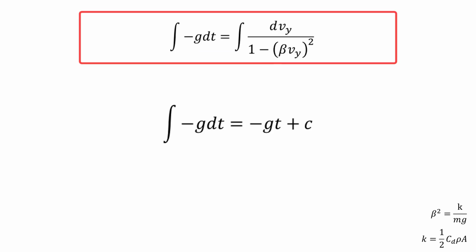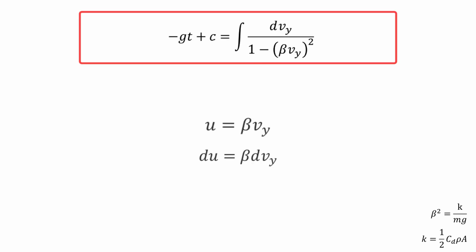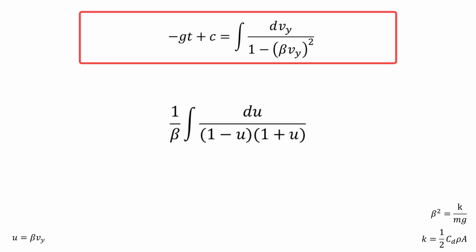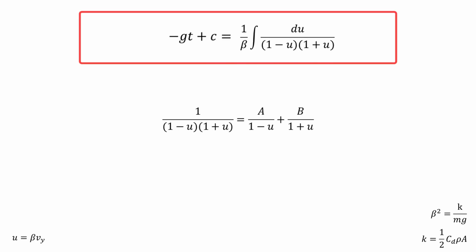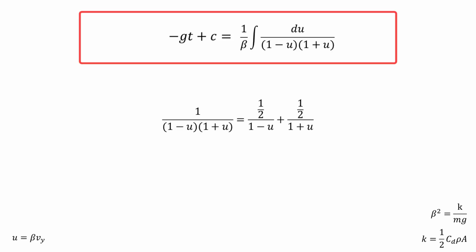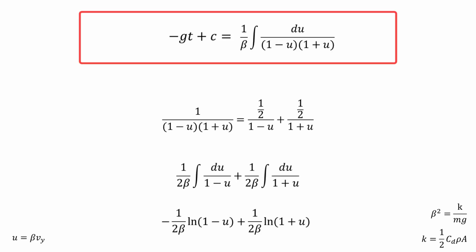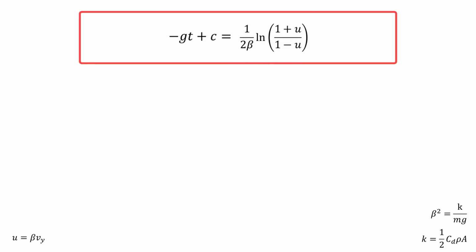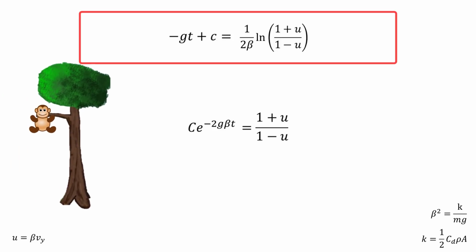So the left integral we can do no problem. The right integral, let's go ahead and do a u substitution. Let's let u equal beta times vy, rewrite the integral, factor the denominator, then use partial fractions to break it up over the factors. Rewrite it as two separate integrals, integrate easily, then simplify using the properties of logarithms. Now let's multiply both sides by 2 beta and take the exponential of both sides. Then we can apply our initial conditions.